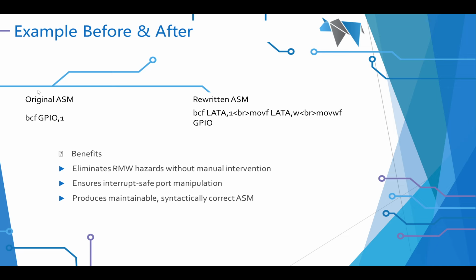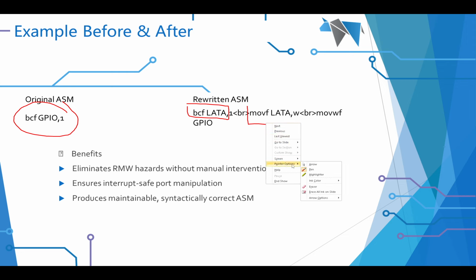Example. On the left here, let me bring my pen up. We've got a write operation: BCF GPIO, bit 1. So GPIO clear bit 1. It's now going to change that. My formatting is not brilliant here. It's going to clear this LATA, a piece of RAM. I'll just clarify that and clear all that.